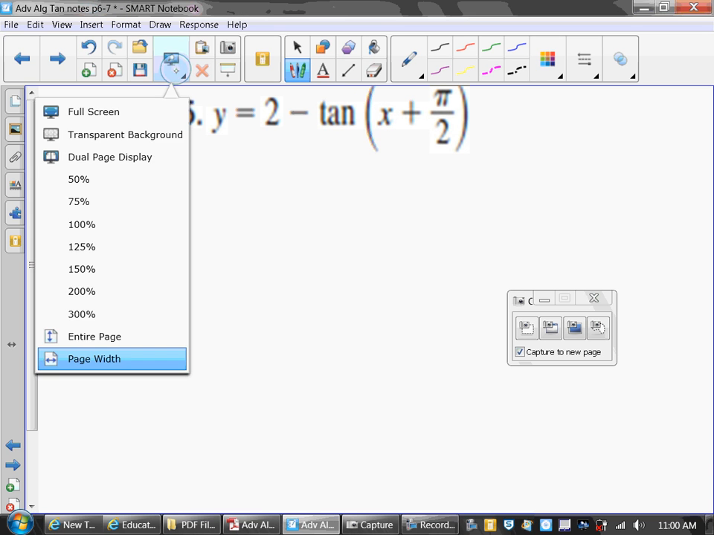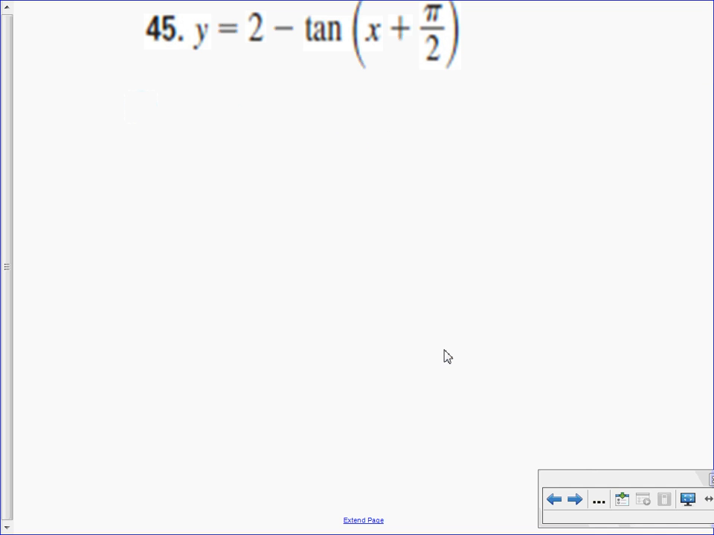So when you go back to this tangent graph, once again, the first thing you're going to do is label out A, B's, H's, and K's. In this case here, the coefficient of the x value in the parentheses is 1, so it's not being a sneaker.